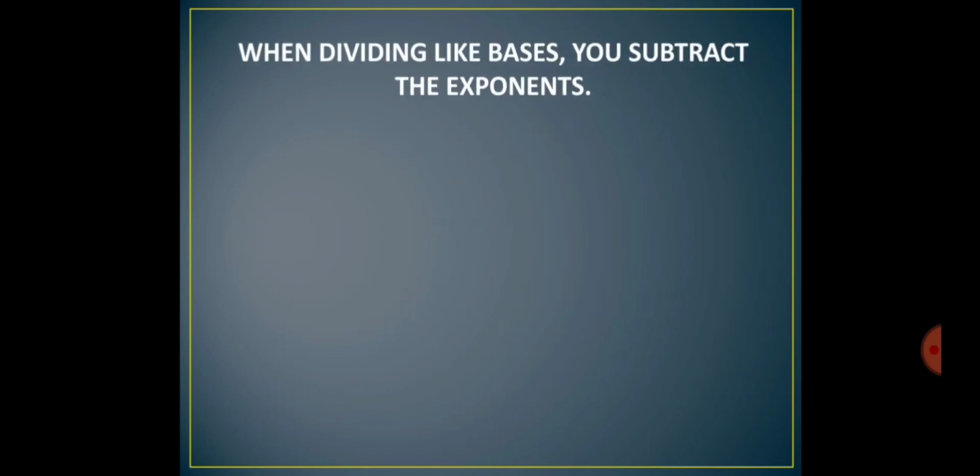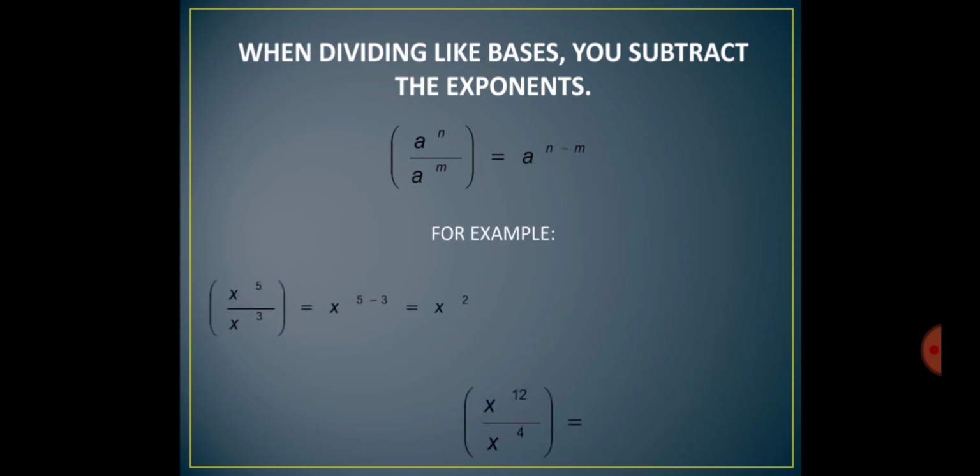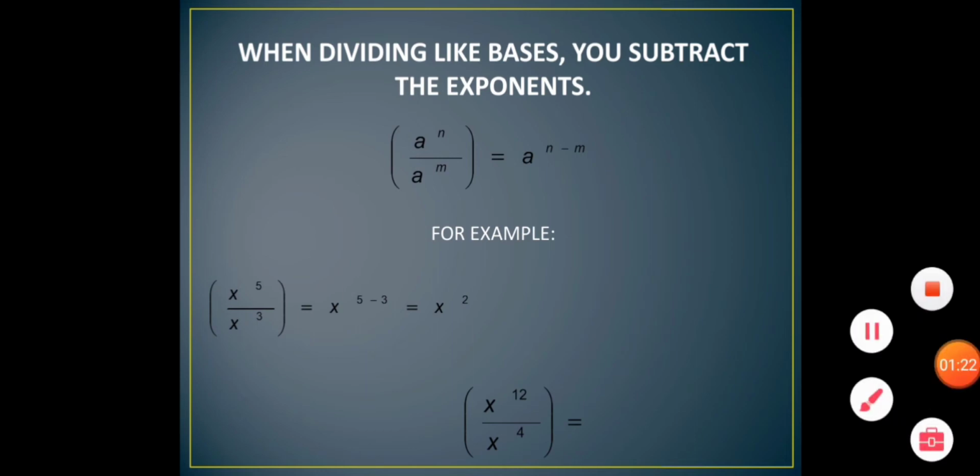When dividing like bases, you subtract the exponents. a^n over a^m equals a^(n-m). So for example, x^5 over x^3. So we will subtract the 5 and 3. So 5 minus 3 is 2. So our answer is x^2.